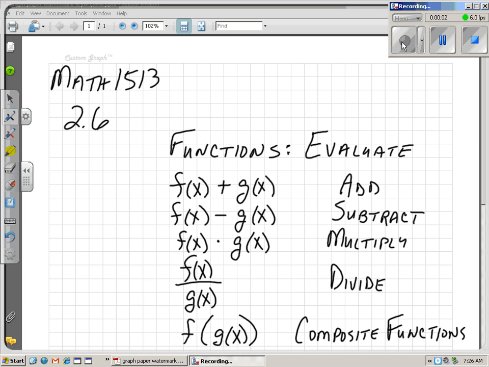Hey guys, College Algebra Math 1513. We're at Northern Oklahoma College. This is Chapter 2, Section 6 in the book. We're going to talk about functions today.